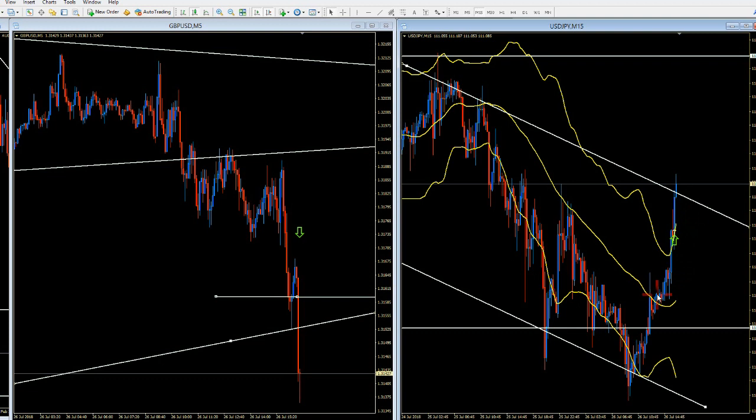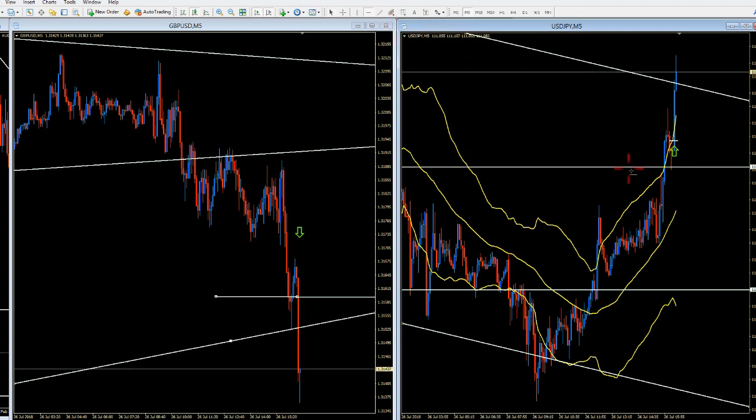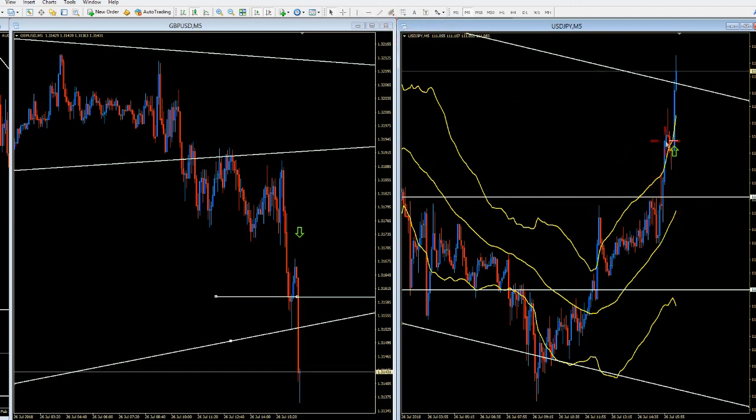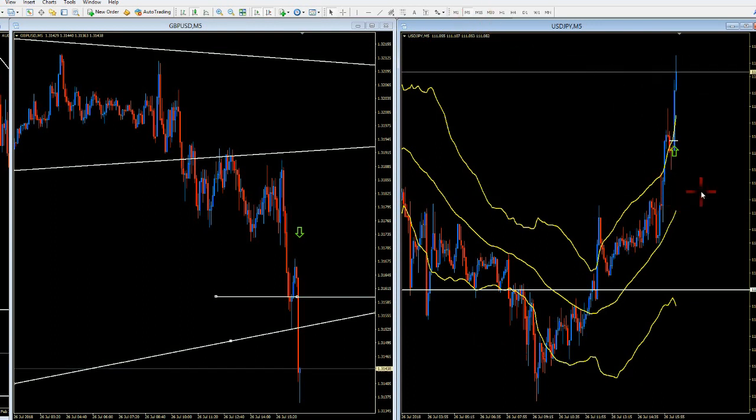And why did we take 15 minutes? Because look at this previous breakout here. You can see it on the 5-minute time frame. We got the breakout here, so 5, 10, about 15 minutes, and then it retraced. So again, we are looking for a pattern repetition there.